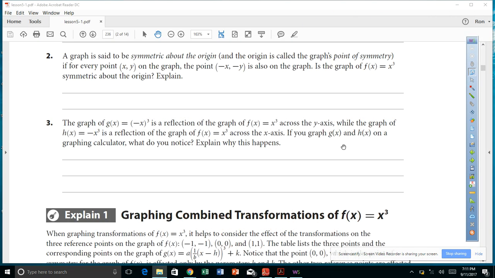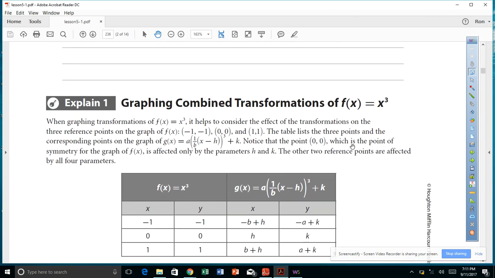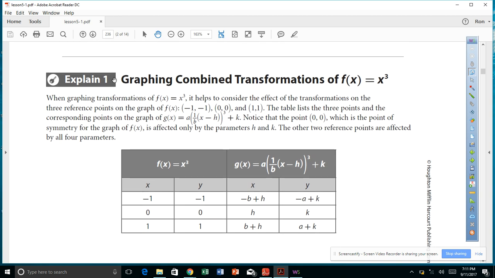All right. Graphing combined transformations. When graphing transformations of f of x equals x cubed, it helps to consider the effect of the transformations on the three reference points on the graph of f of x: (-1, -1), (0, 0), and (1, 1).